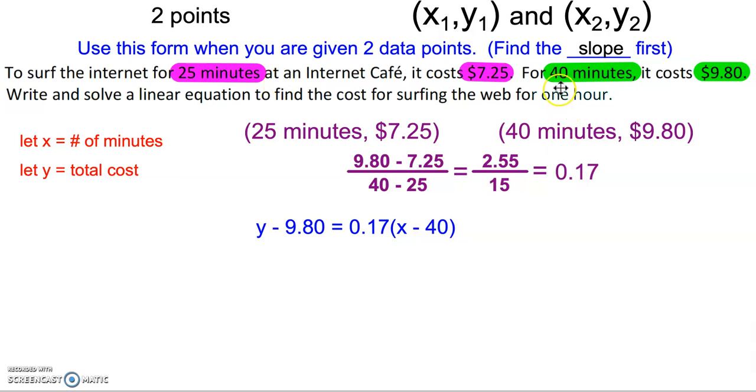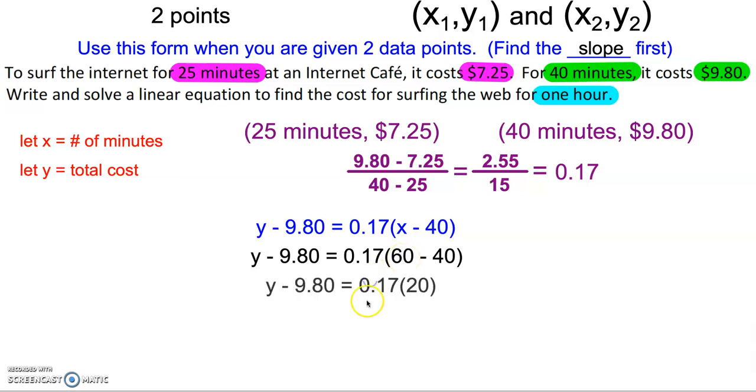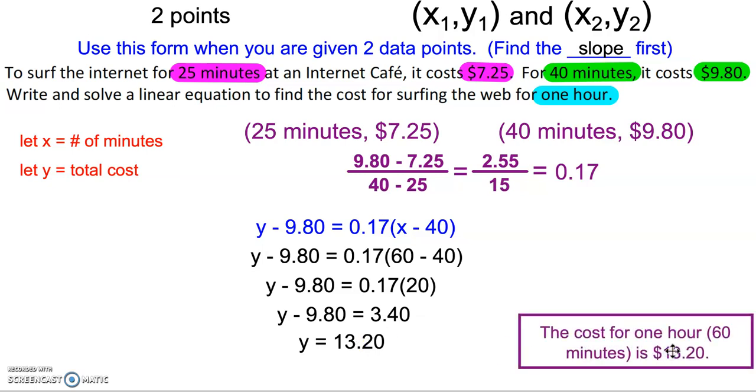Now it asks us to solve for the cost when we're surfing the web for 1 hour. Once again, notice that our x value is in terms of minutes. So we're not going to plug in 1 for x, but we are going to plug in 60 minutes. And then we solve for our y value. So the cost for 1 hour of surfing the web is $13.20.